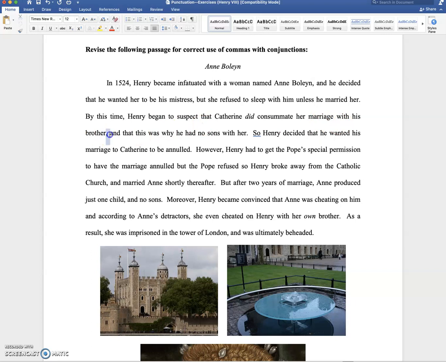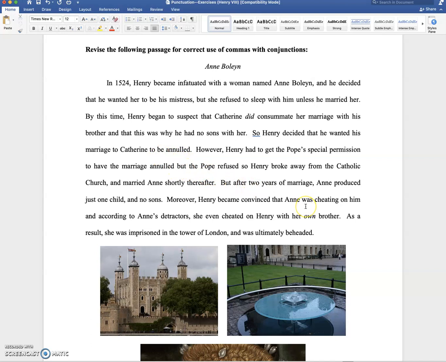This comma here, though, has to go, because if you look at what comes after the and, it's not complete. It just says that this was why he had no sons with her. That's just an object phrase. So that can't stand alone, so the comma has to go here. All right, continuing on.